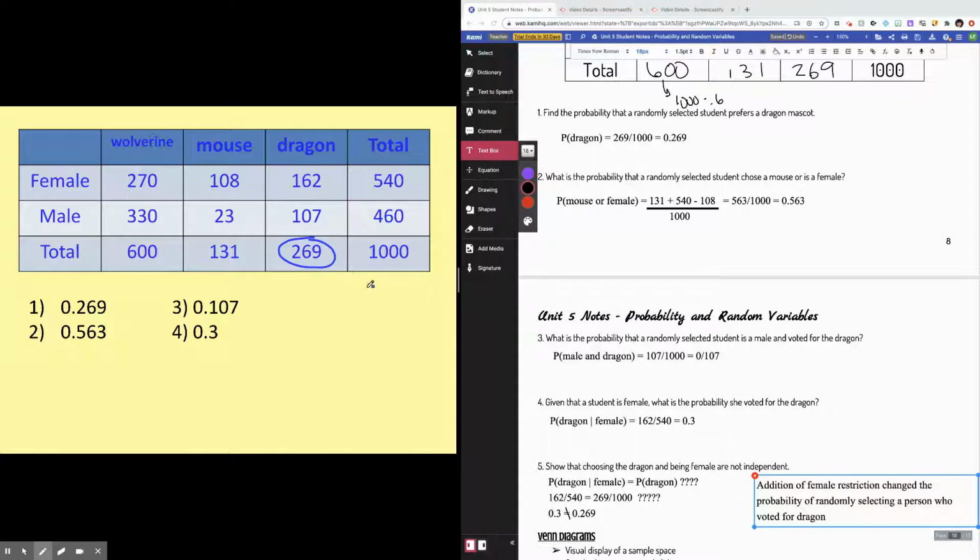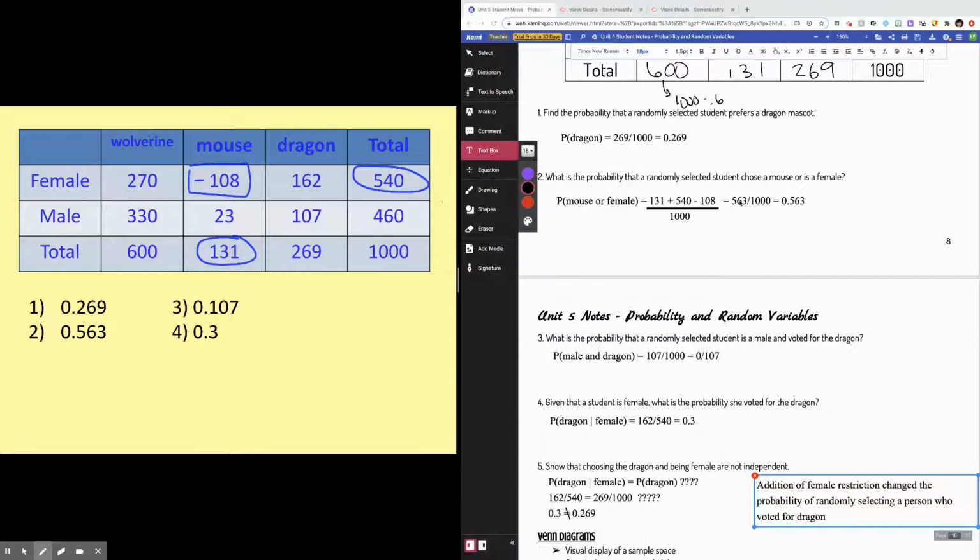Okay, the second question asked for probability of choosing a mouse or female. So remember, when you're calculating an or probability, that is the addition rule. Okay, so add the sum of the 2 categories that you're looking at. So there's 131 in the mouse category and 540 in the female category, and then subtract out what they have in common, right? Because these 108 people are counted twice. So that's exactly what I did on this side. I ended up with 563 over 1,000, which equals 0.563.